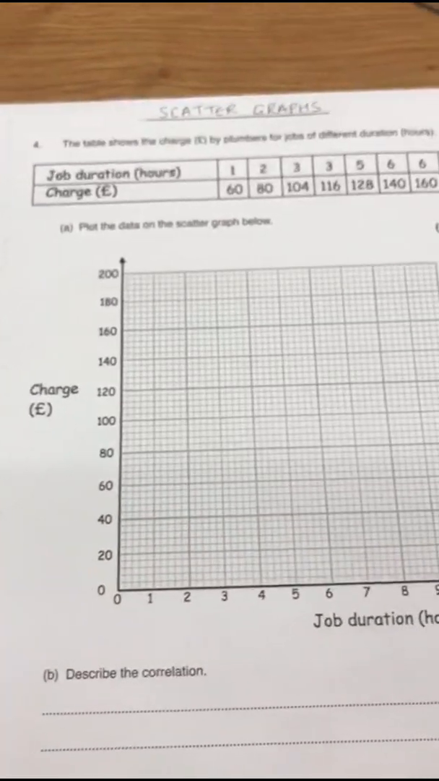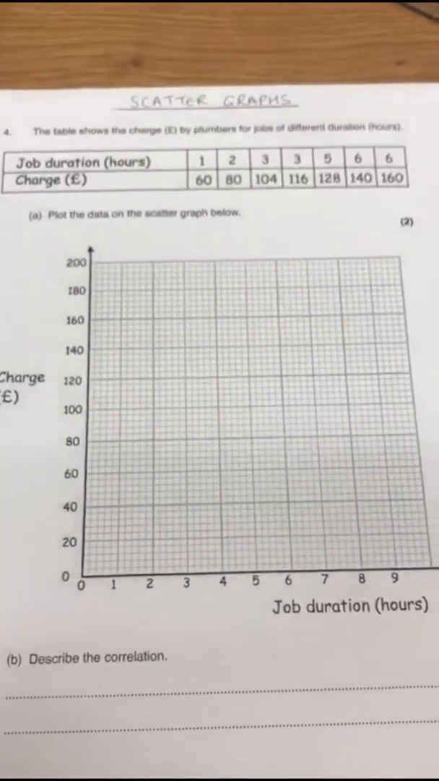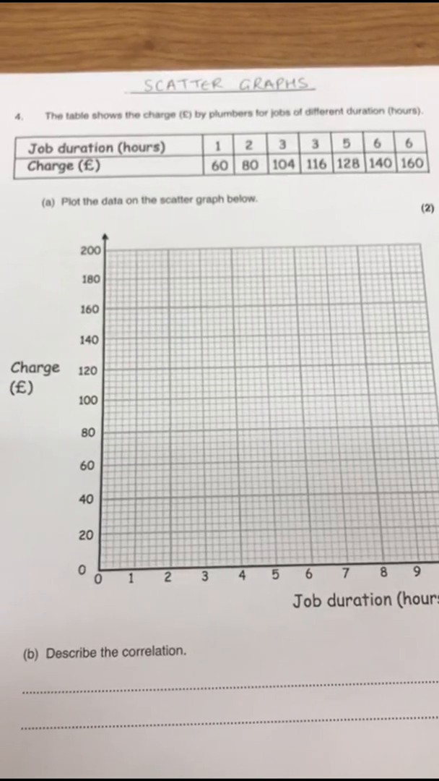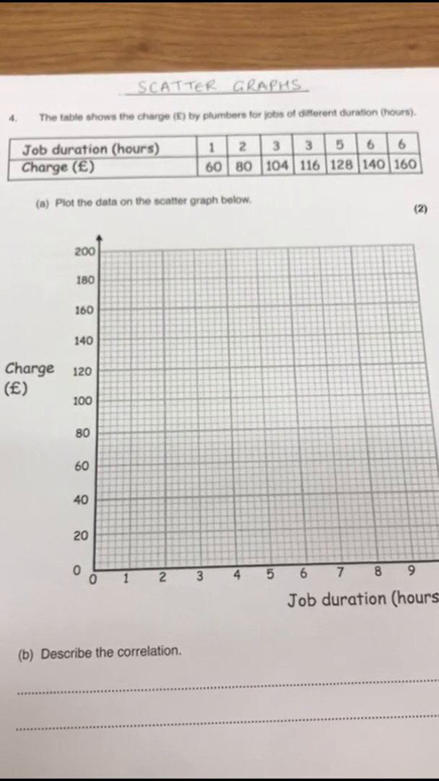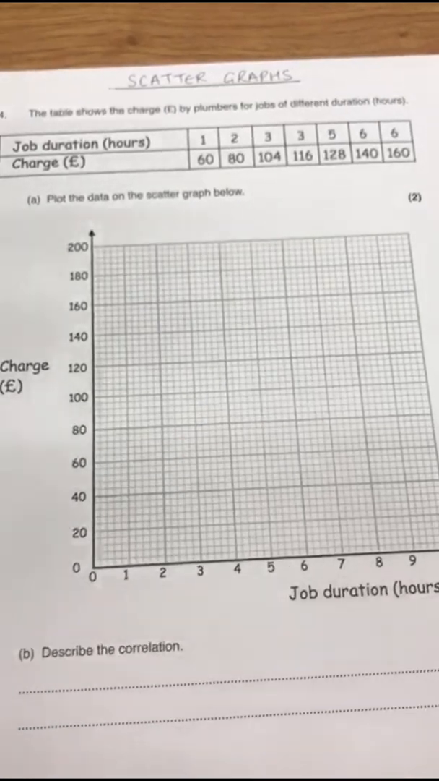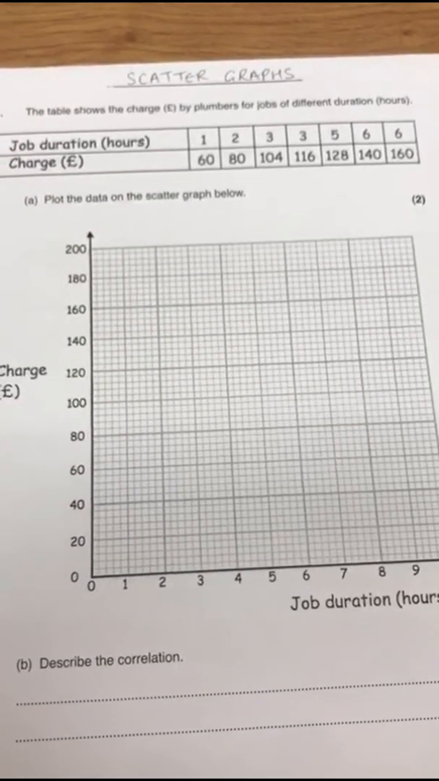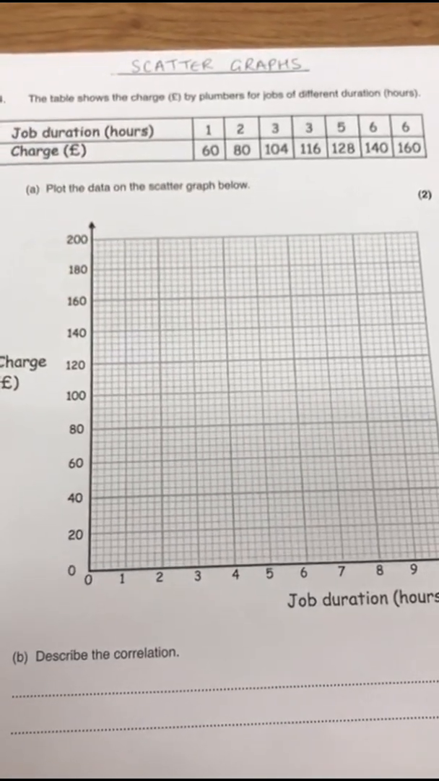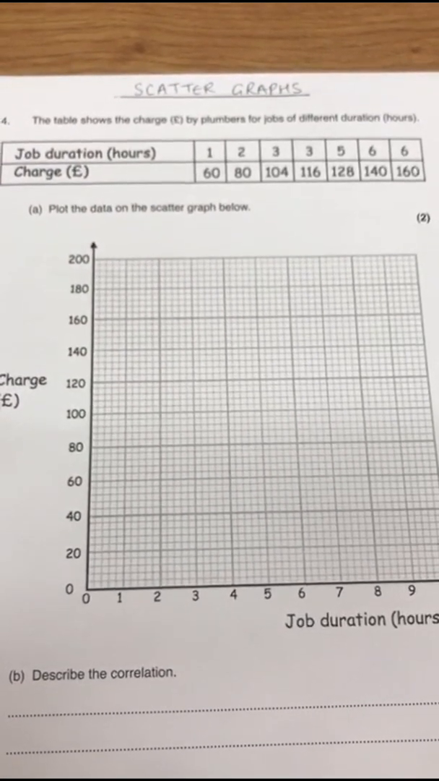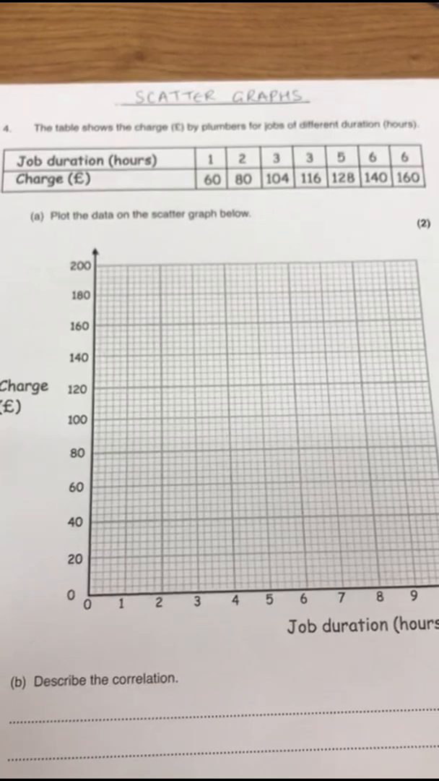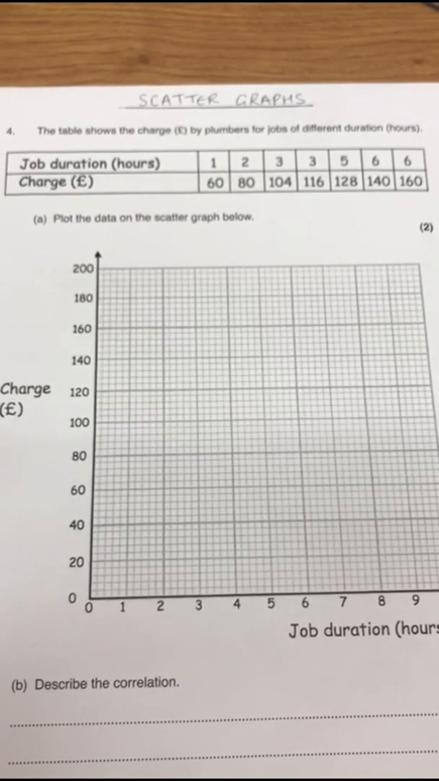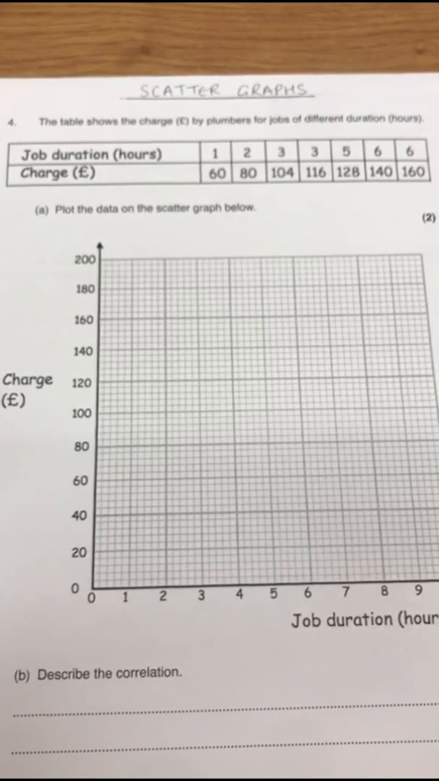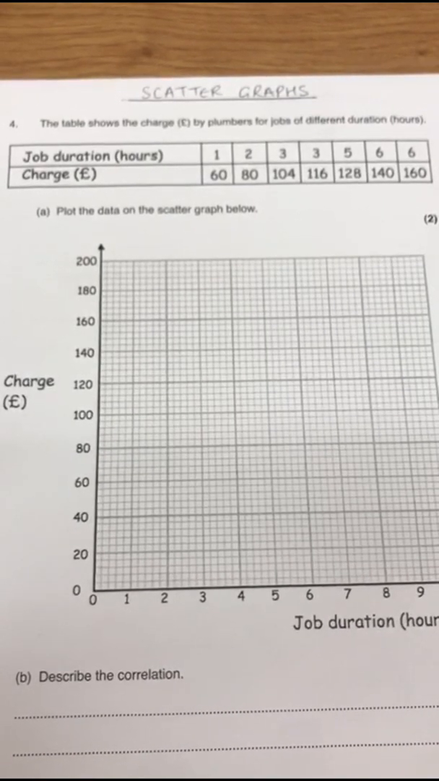So now we're going to have a little look at an example. So this one is looking at plumbers and what they charge for different jobs based on the hours that they've worked. So you've got the information here, so you can see one job, they only worked 1 hour and they charged £60. In the next job, they worked 2 hours and they charged £80. In the third job, they worked 3 hours and they charged £104, and so on. So the first thing they're asking us to do is plot this data on the scatter graph below.